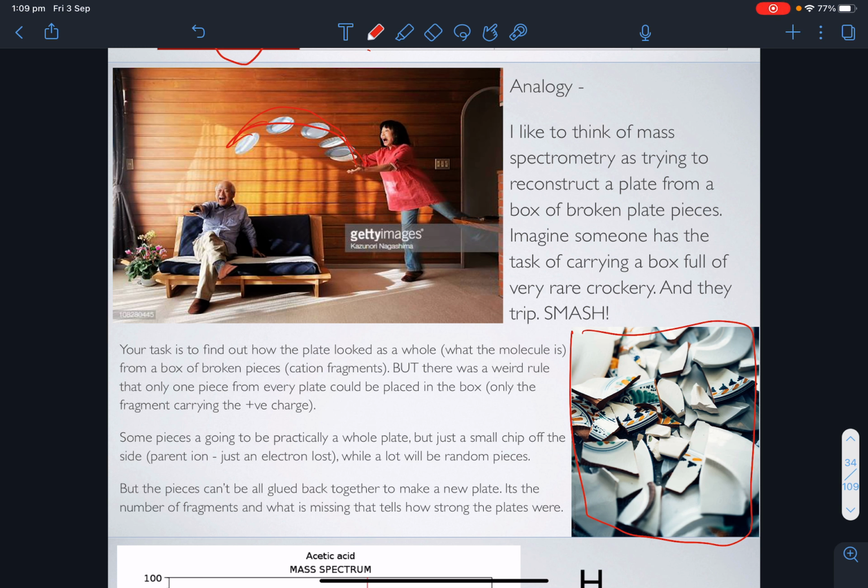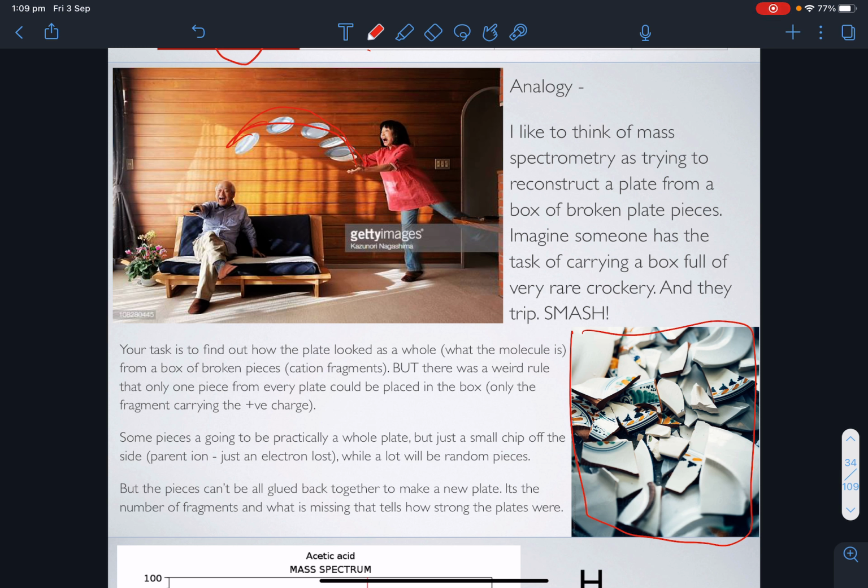So our task is to find out how the plate originally looked, or in the analogy, what the molecule is from our box of broken pieces of plate, or our cation fragments, okay? But there's also this weird rule that you can only get one piece of a broken plate in your box. All the other pieces have gone. I don't know how to work that in an analogy. Okay, so some pieces which haven't got a large hit are going to be pretty much the whole plate, but with a small chip on the side, okay? And they're going to tell you a lot of information, aren't they? So I'm using that analogy.